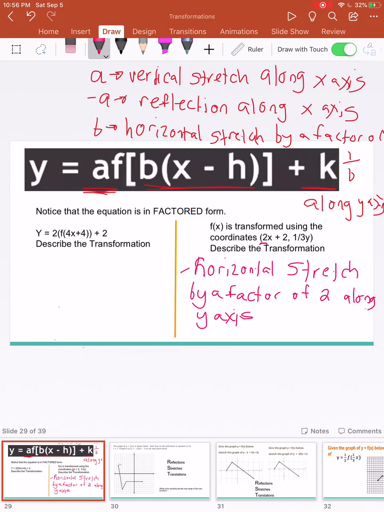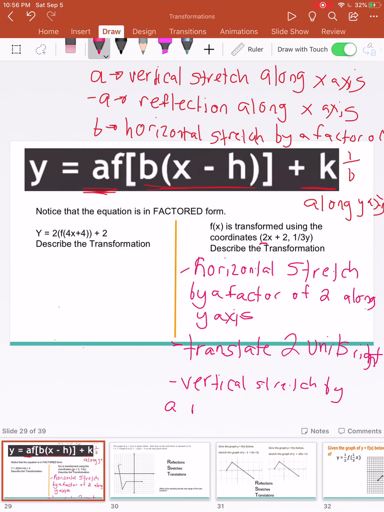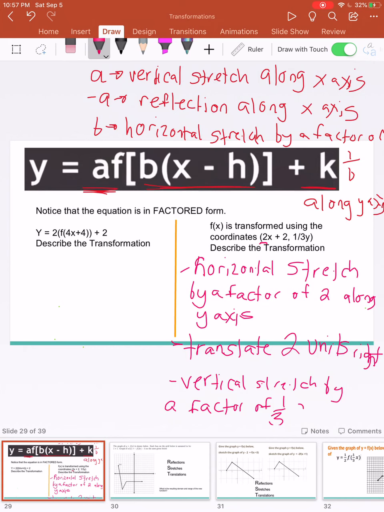And also notice, even though it's 2x plus 2, you do not factor 2 out, right? It's always as is when you're looking at mapping coordinates. Okay, and then my plus 2 means I'm going to translate the graph 2 units, right? Again, as is, you're not flipping the sign here. Okay, the 1/3 means I have a vertical stretch by a factor of 1/3 along the x-axis.